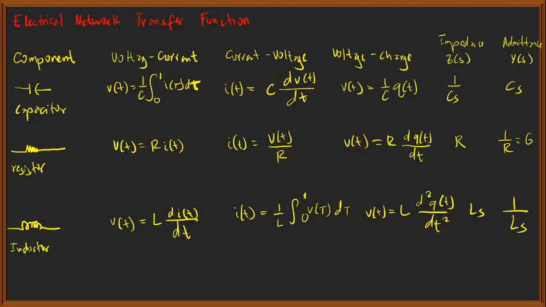So going back to the voltage-current relationship, for the inductor, in order for us to get the voltage, we need to have the inductance multiplied by the first derivative of our current.